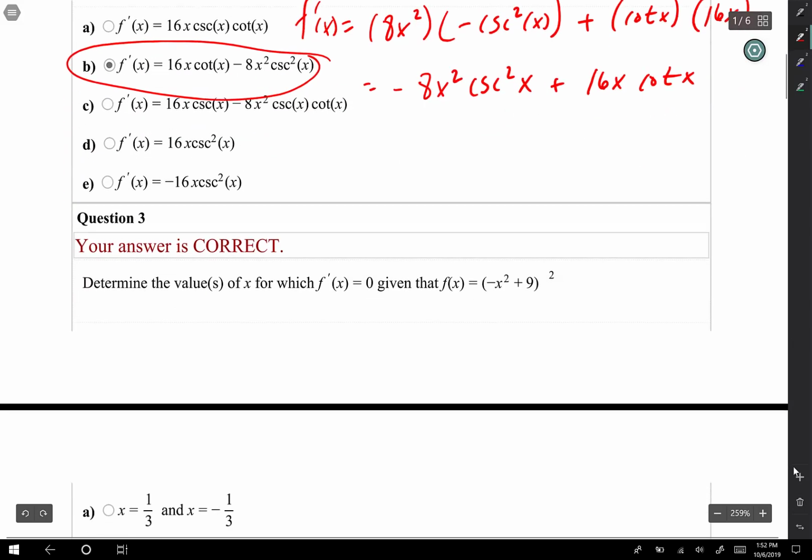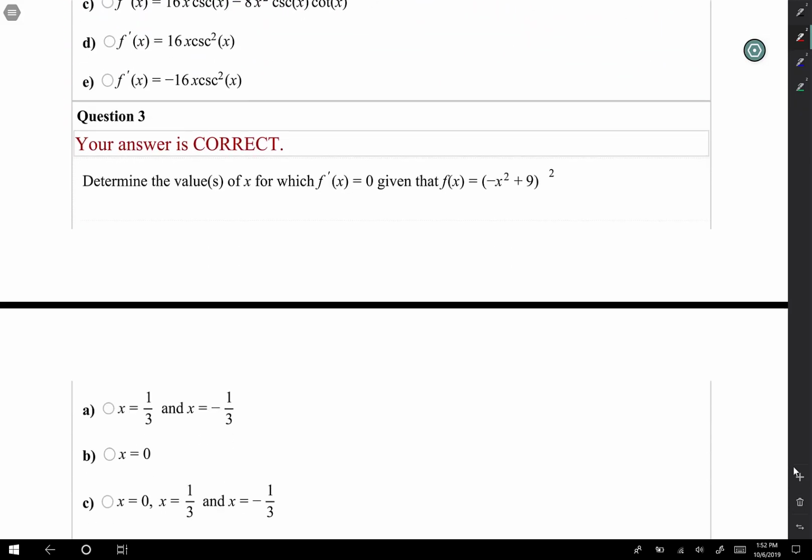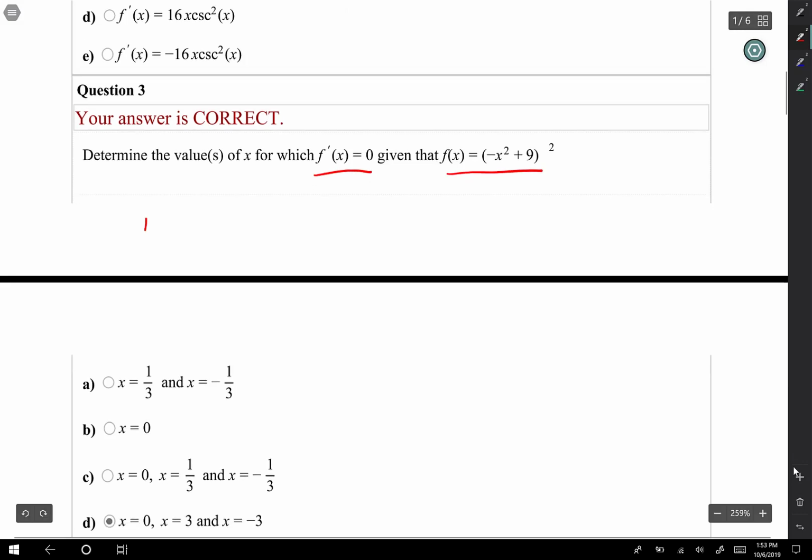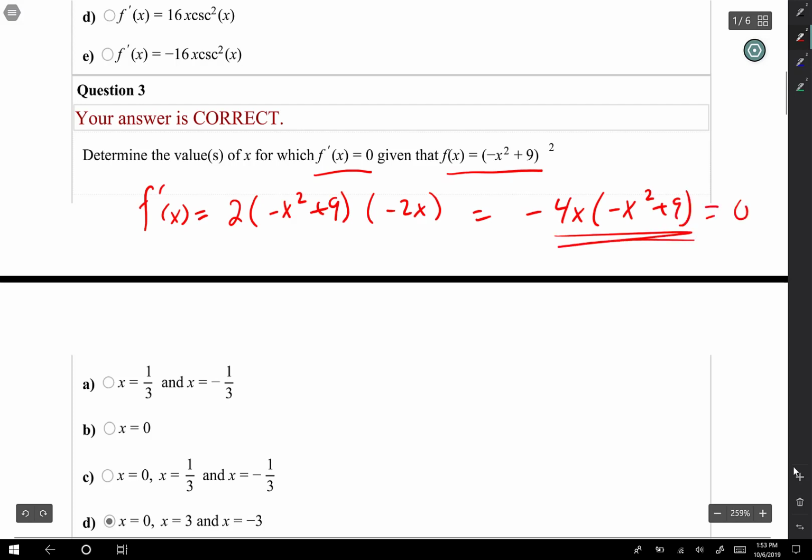Next one, guys. All right, so determine the values of x for which the derivative is 0, given this function. So let's take the derivative. The derivative is 2 times negative x squared plus 9 raised to the power 1 times the derivative of the inside, negative 2x. So let's rewrite this. It's going to be negative 4x, negative x squared plus 9. And this is what I'm going to set equal to 0, guys. So let's see.